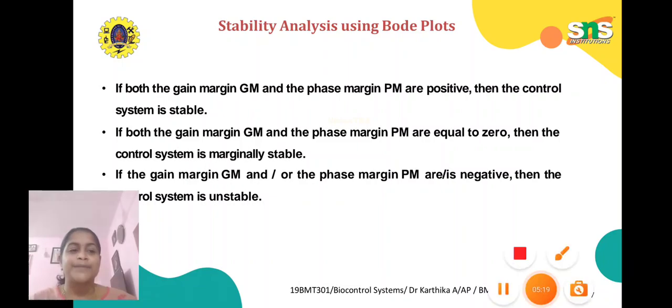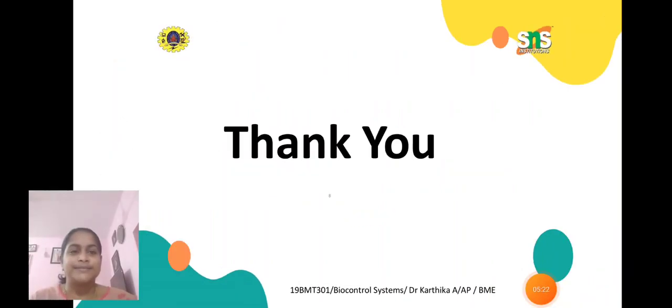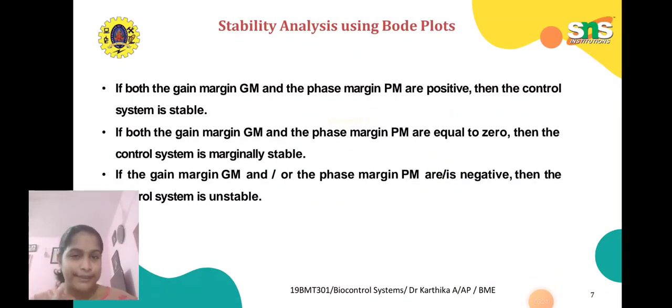Okay, see here, we have discussed 4 elements: phase crossover, gain crossover, phase margin and gain margin. Based on these 4 elements, we can analyze the stability of any control system, whether it is stable, unstable or marginally stable.